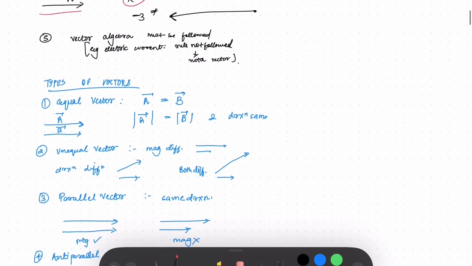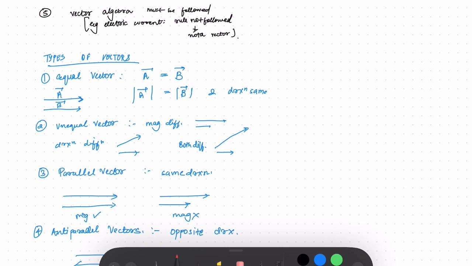Now what comes next is types of vectors. I have seen questions in NEET coming up like these, where they have drawn two vectors and then asked whether these are negative vectors, equal vectors or opposite vectors. So this is a topic you might consider important, as a question might come up on this.